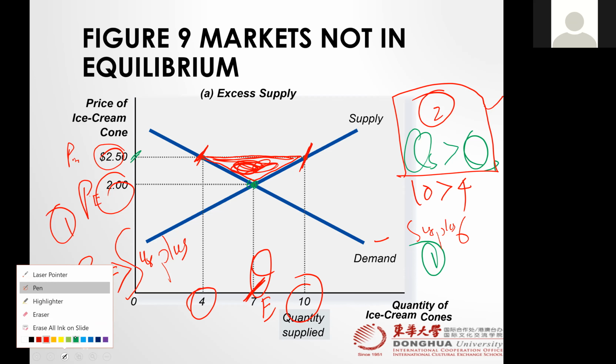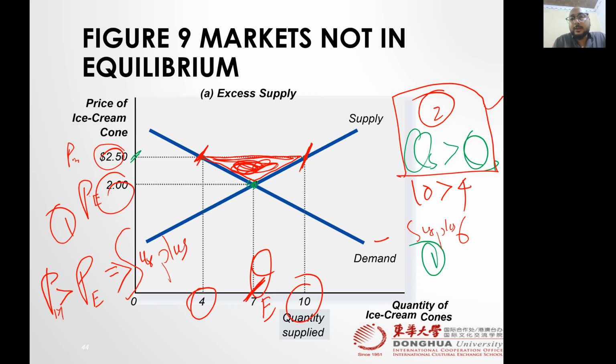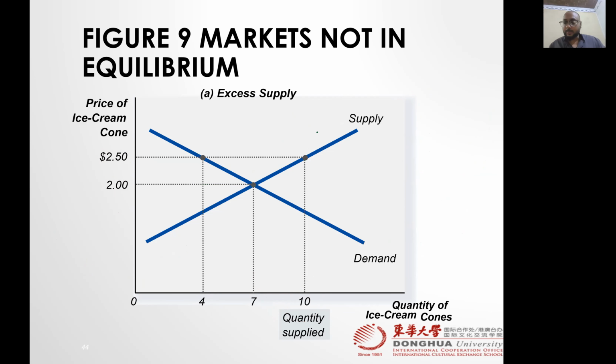Some students have a question. Just wait a second. Some students say that, okay, this is the surplus. No, the area, this area, the triangle area here, is called surplus. So there are now 3 definitions of surplus.